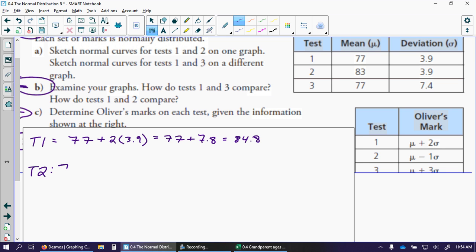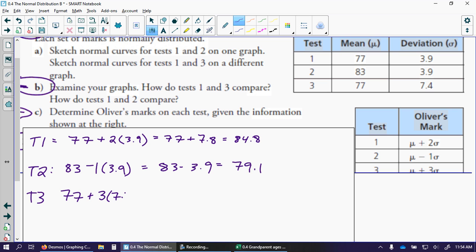Test 2 is the mean, which is not 77, it's 83, minus 1 times 3.9, which is 83 minus 3.9, which is 79.1. So he did slightly worse, but they're not a whole lot different. Test number 3 is where he shone. Even though the mean was 77, he was 3 standard deviations above. 3 times 7.4 is 22.2.